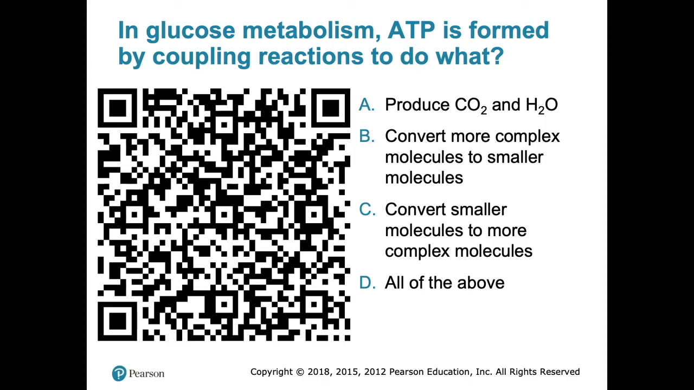This question quite literally is, what is the point of having an ATP? Why do we need ATP? Is it to produce CO2 and water? Is it to convert more complex molecules into smaller molecules? Or is it to convert smaller molecules into more complex molecules? All right, what's the answer here? It is C. ATP is used to convert smaller molecules into complex molecules.